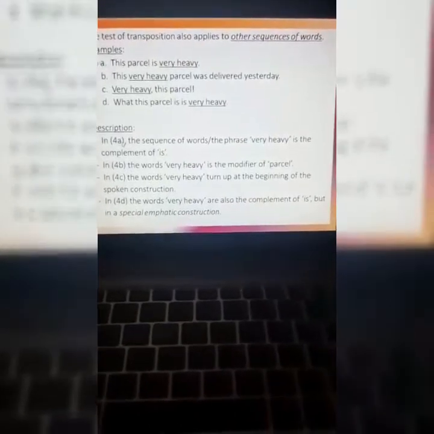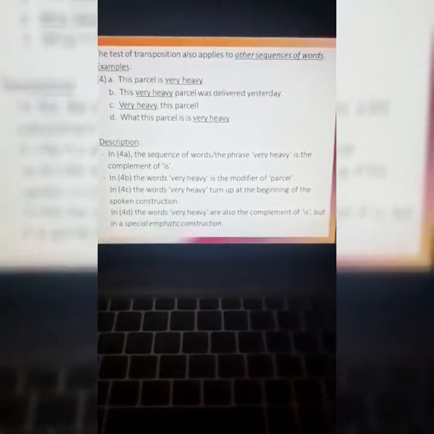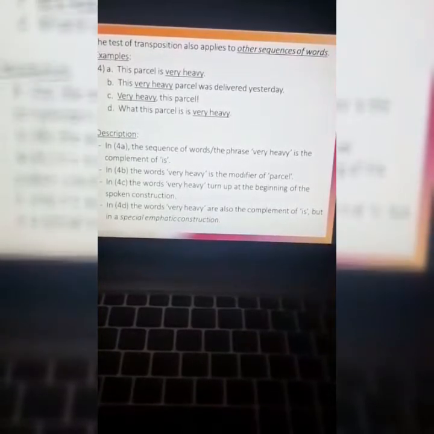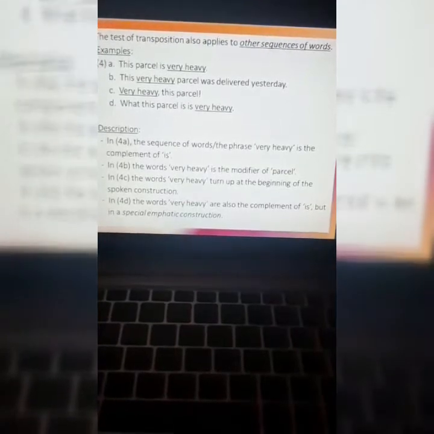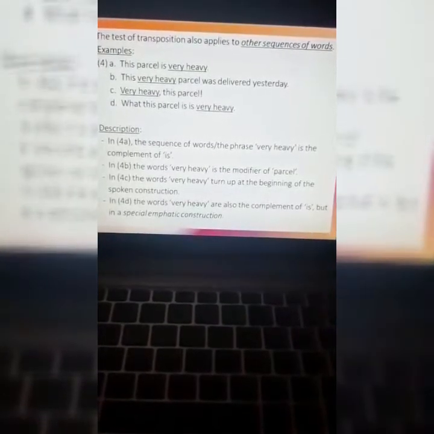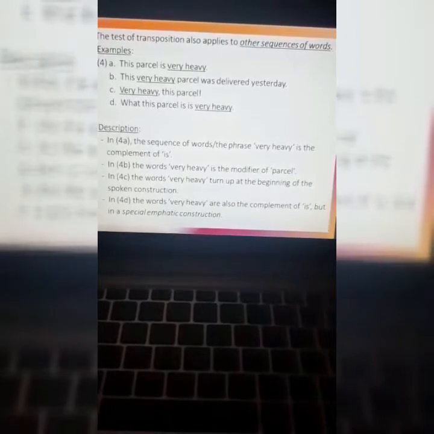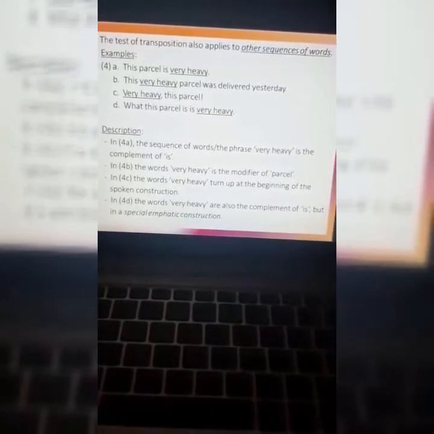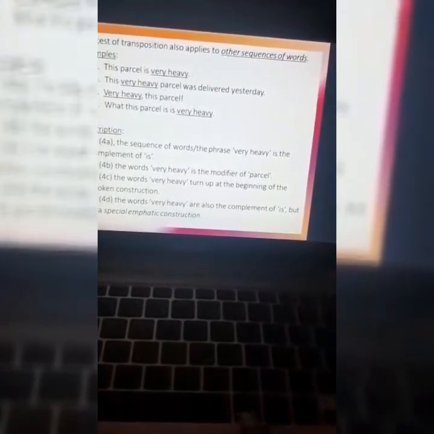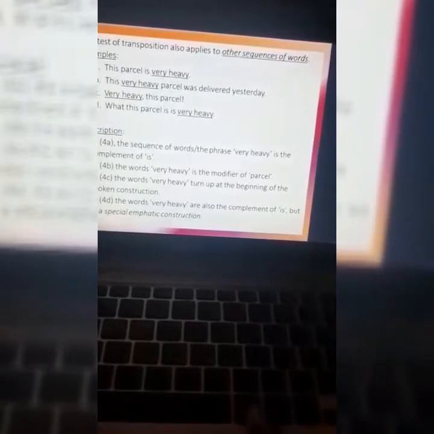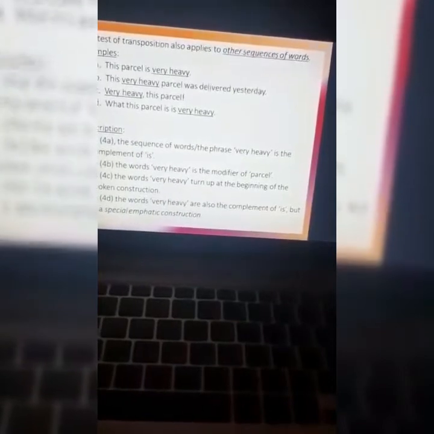We see the description here. In 4A, the sequence of words, the phrase very heavy is the complement of is. In 4B, the words very heavy is the modifier of parcel. In 4C, the words very heavy turn up at the beginning of the spoken construction. In 4D, the words very heavy are also the complement of is, but in a special emphatic construction. So you guys, you do have the things to do that will be okay. Boleh paling depan, paling belakang, atau di tengah, selama maknanya tidak berubah.